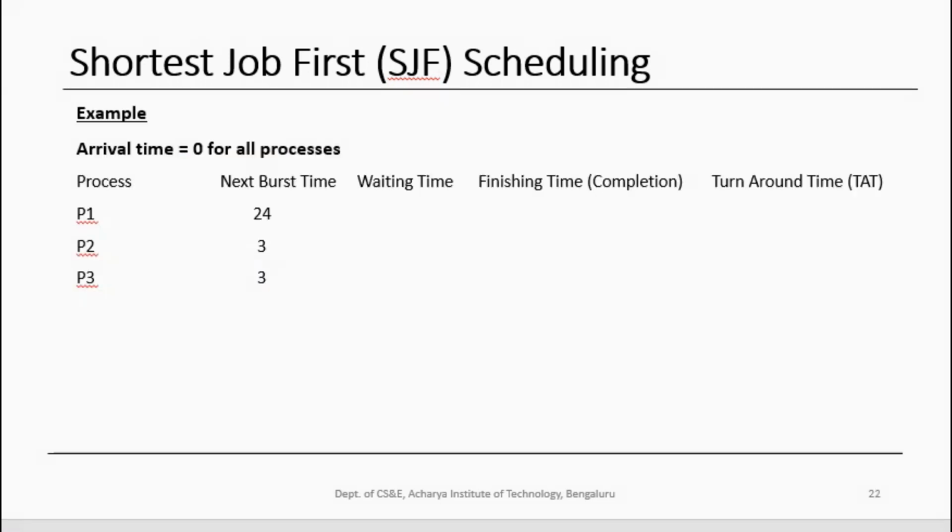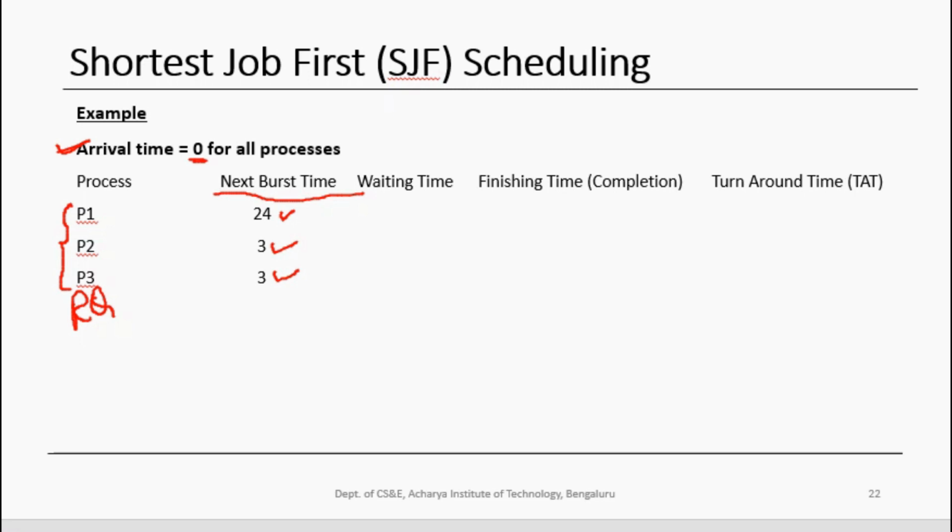Now let us take the same example which we took to understand the first come first served scheduling algorithm. So here I have assumed that there are three processes in the ready queue and all of them have come at time t equal to 0. We have the next CPU burst time attached to all these processes. P1's next CPU burst time is 24, P2's next CPU burst time is 3, and P3's next CPU burst time is 3.